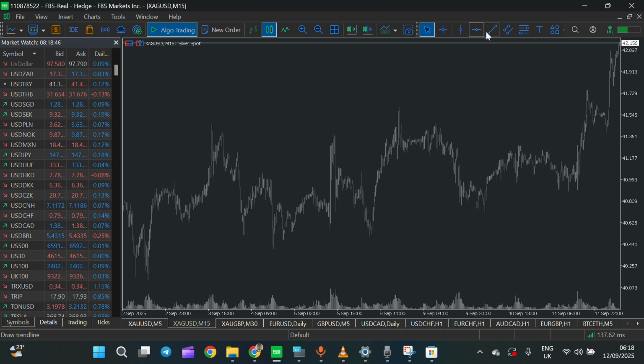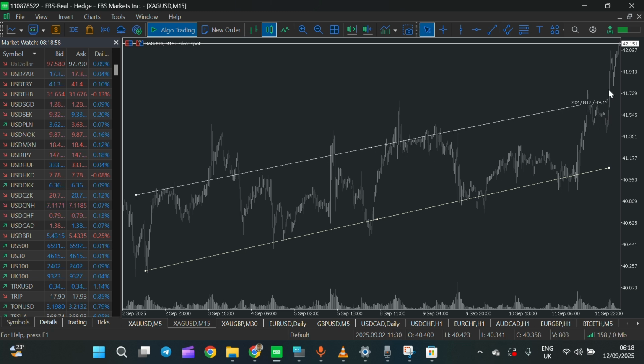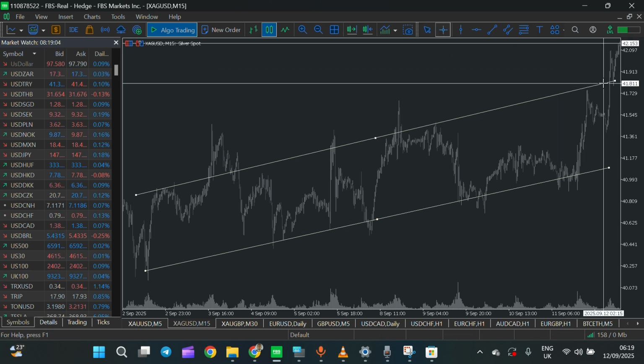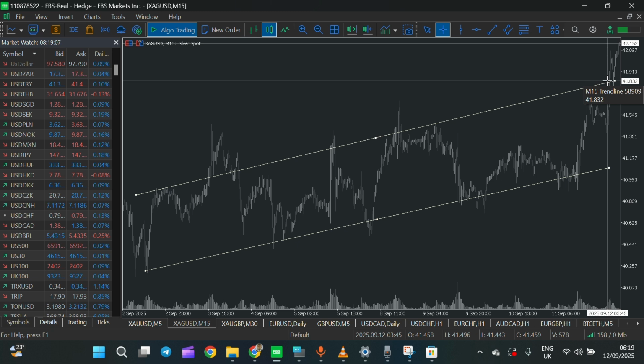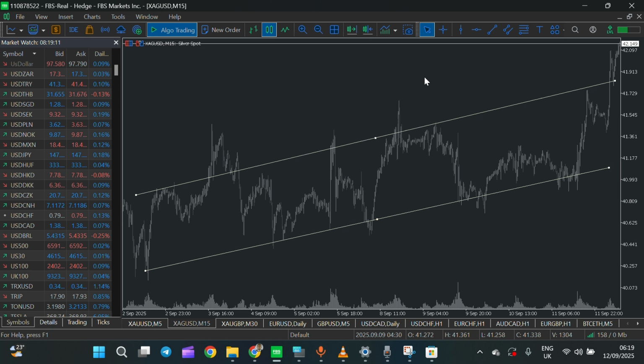So if you draw this trend line from here to here, you're seeing a very strong bullish trend. All right. So it broke structure at 41.832.